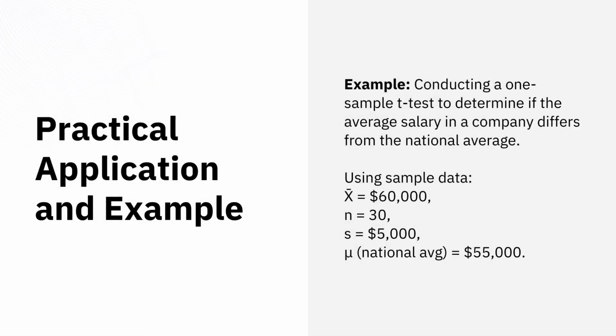Let's say you want to test whether the average salary in your company differs from the national average. You collect a sample of 30 employees, and the average salary in your sample is $60,000 with a standard deviation of $5,000. The national average is $55,000. Using a one-sample t-test, you can test whether the difference is statistically significant.